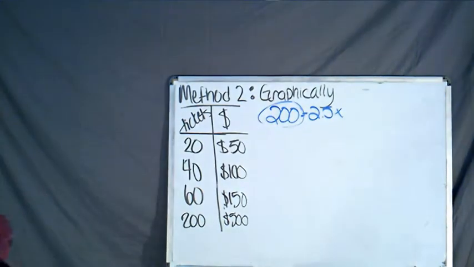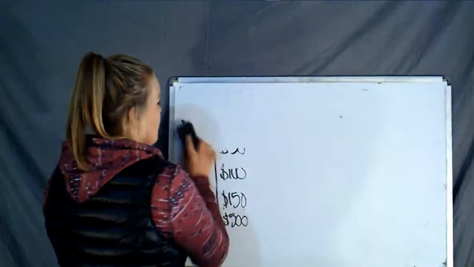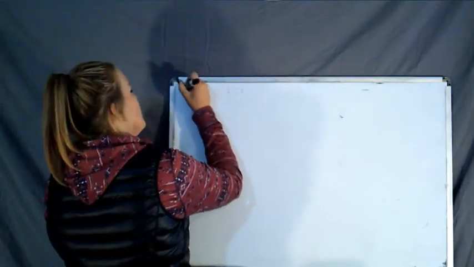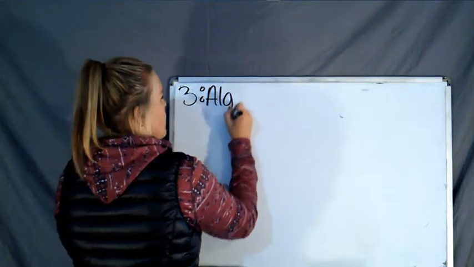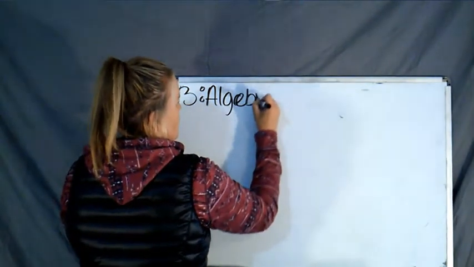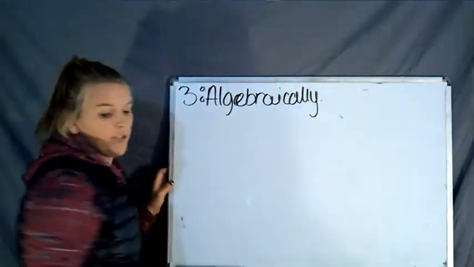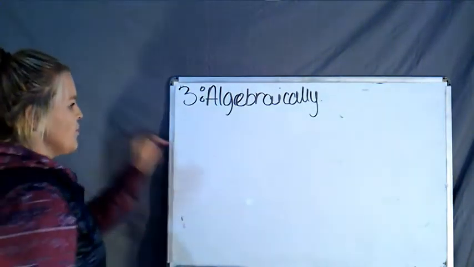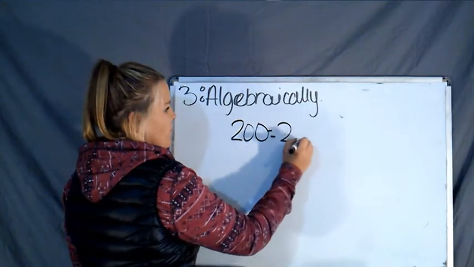Alright. Now finally, we're gonna solve for this last way, which is algebraically. Number 3. I might have butchered that spelling, to be honest. So we have, back to our original equation, 200 is equal to 2.5x.